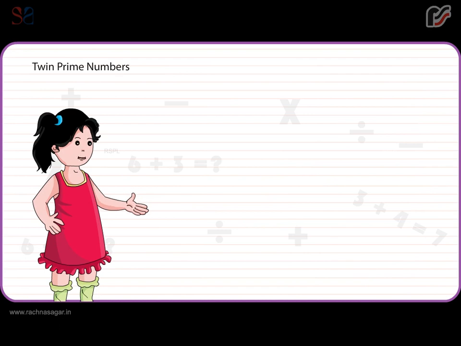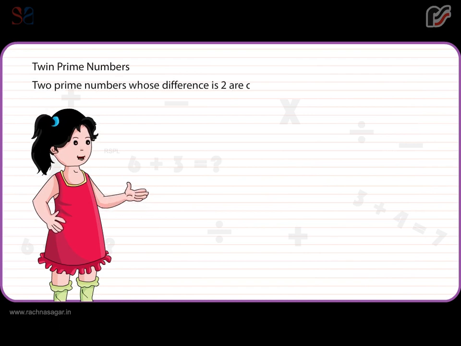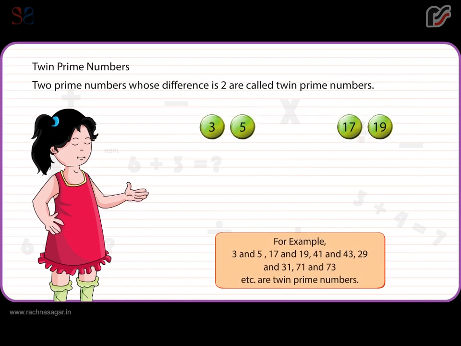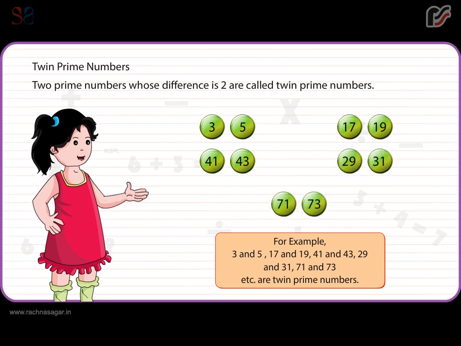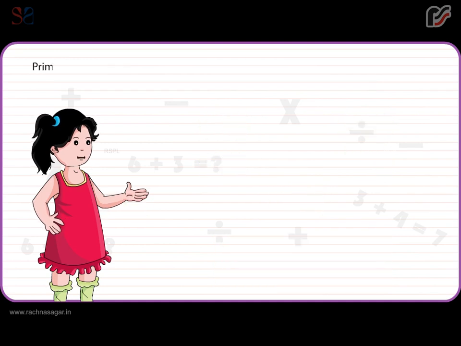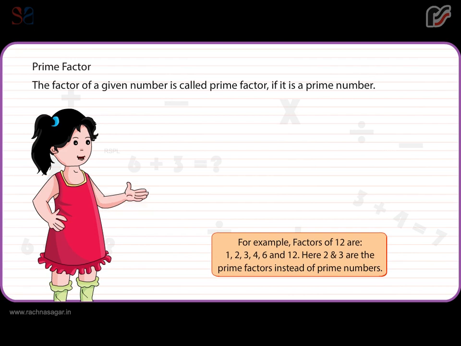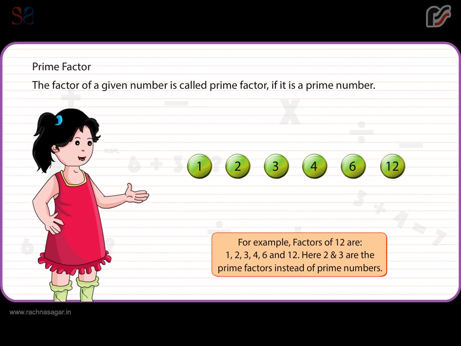Twin prime numbers. Two prime numbers whose difference is 2 are called twin prime numbers. For example, 3 and 5, 17 and 19, 41 and 43, 29 and 31, 71 and 73, etc. are twin prime numbers. Prime factor. The factor of a given number is called a prime factor if it is a prime number. For example, factors of 12 are 1, 2, 3, 4, 6 and 12. Here, 2 and 3 are the prime factors.